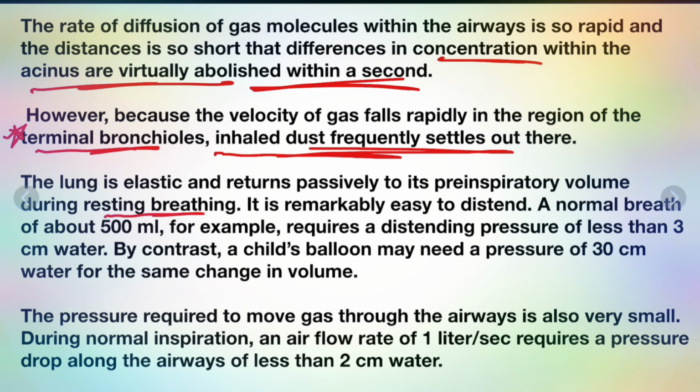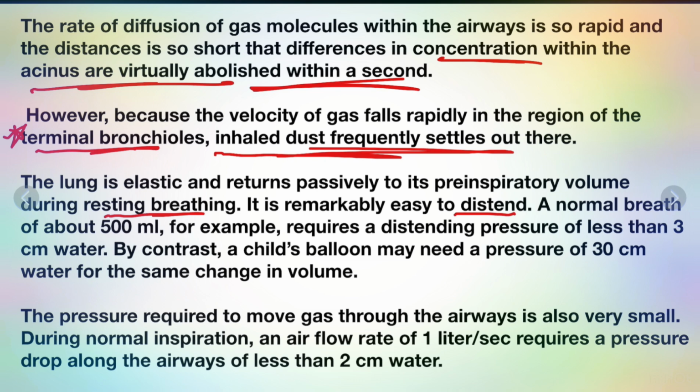It is remarkably easy to distend. A normal breath is about 500 ml. Obviously, tidal volume is around 500 ml. For example, it requires a distending pressure of less than 3 centimeters of water. By contrast, a child's balloon may need a pressure of 30 centimeters of water for the same change in volume.